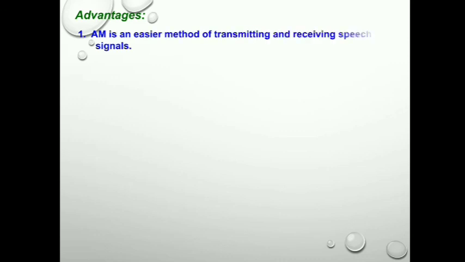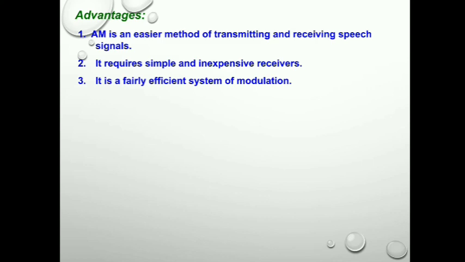Now I'll give the advantages of AM, amplitude modulation. The first one: amplitude modulation is an easier method of transmitting and receiving speech signals. This is only for speech signals. It requires simple and inexpensive receivers. Simple receivers are enough to receive the signals. Next, it is a fairly efficient system of modulation. Now the drawbacks, that is, the disadvantages.